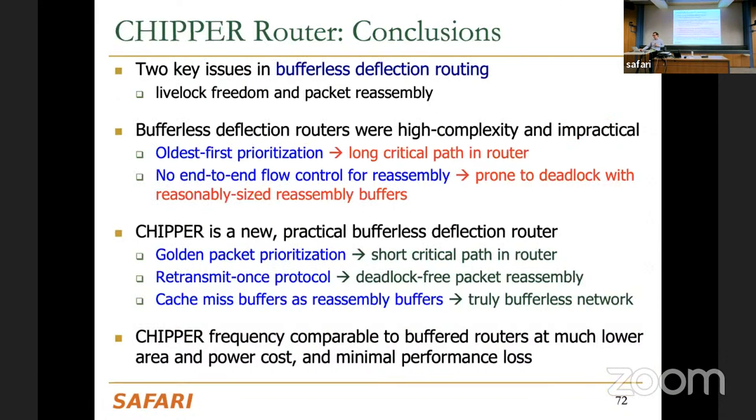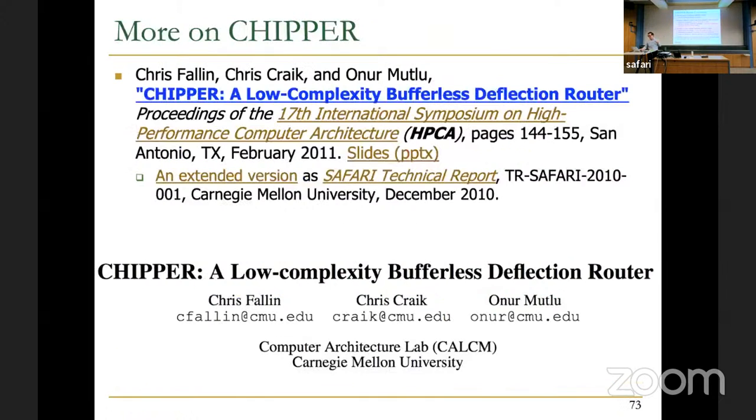I think this concludes it. I'm not going to summarize this again, but basically, the key takeaway is you can design a deflection router to be very efficient in terms of energy, frequency, and complexity. And you can actually get rid of a lot of energy compared to a buffered network, but at high loads, this is going to suffer. That's the takeaway in the end. And there's more on Chipper, and there's also an extended technical report that talks about the worst case delays that you can get because of the golden packet prioritization.